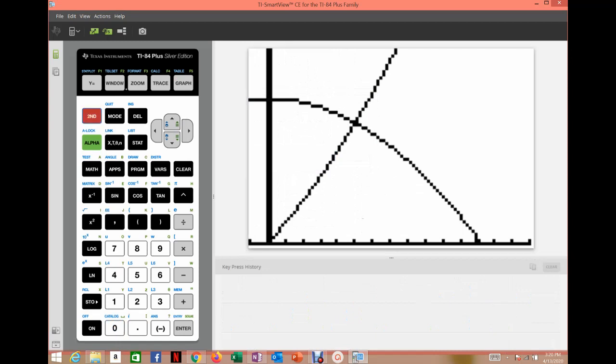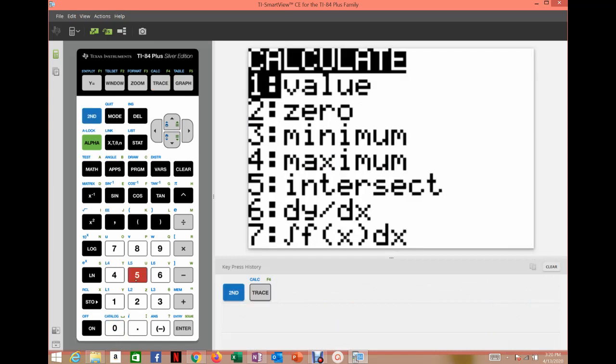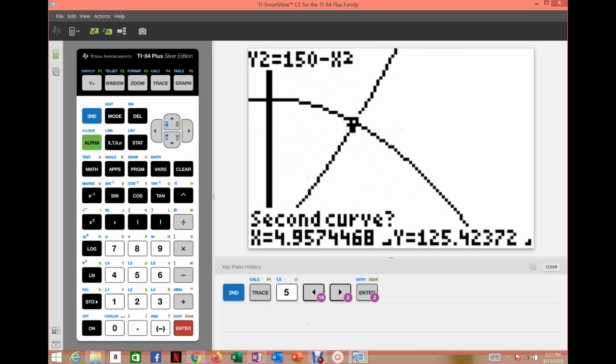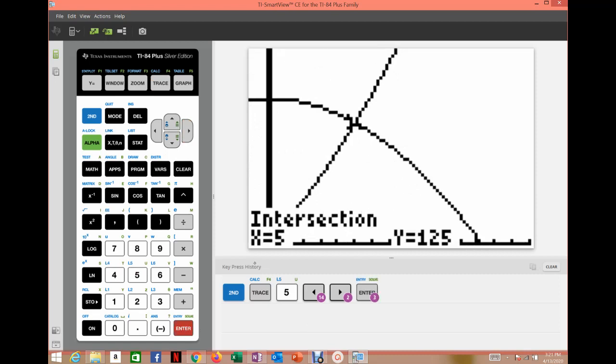Alright, so second trace, intersect, first curve, second curve, and guess. So usually I just get it down as close as I can. Good enough. And then hit my button 3 times. Alright, so he's going to sell 5 cabinets if he sets his price to $125.